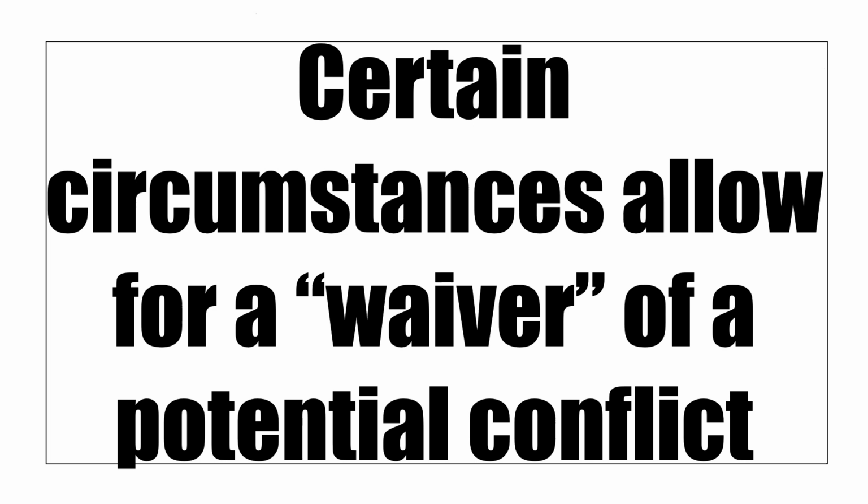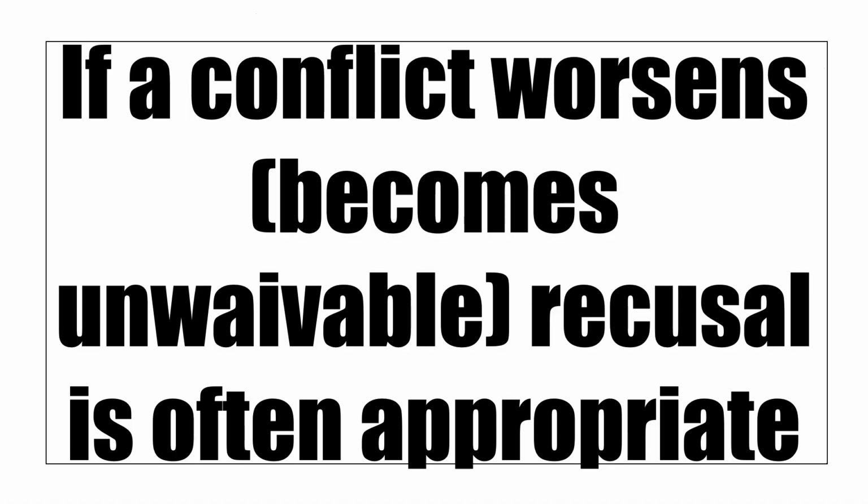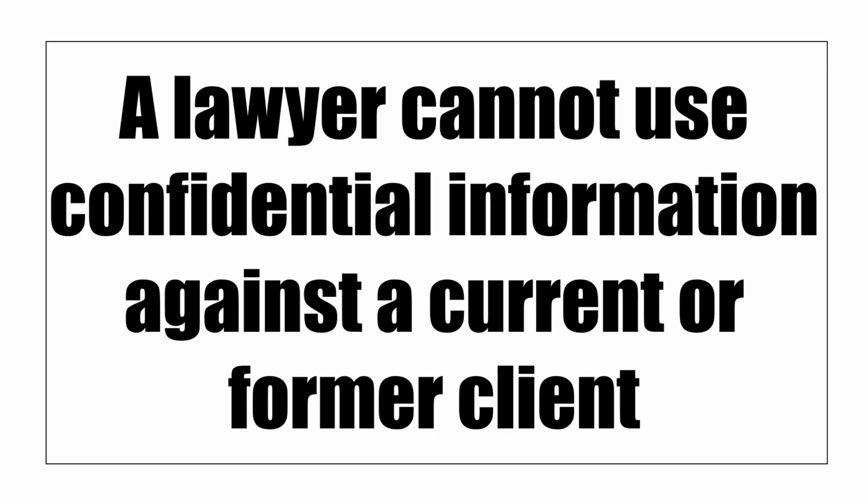There are some circumstances that are borderline, where it's not obvious that a direct conflict exists. And in these circumstances, sometimes the lawyer can represent more than one officer if the officers knowingly waive the potential conflict. If the conflict worsens, generally speaking, the lawyer would need to recuse him or herself from representing one or more parties. And in no instance can the lawyer use what he or she learned in confidence against any other person that the lawyer represents.